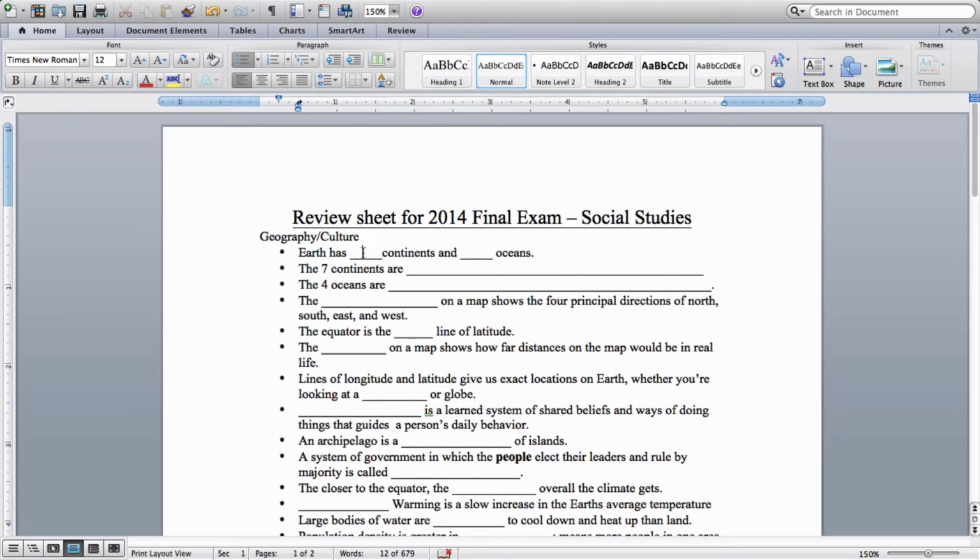Just so you understand, pretty much everything on this review sheet is going to be on our final exam. There are 46 questions on the final exam that you'll take on Friday. So you want to make sure that you've got all the correct answers on this review sheet and that you're spending time today and tomorrow reviewing for Friday's test.